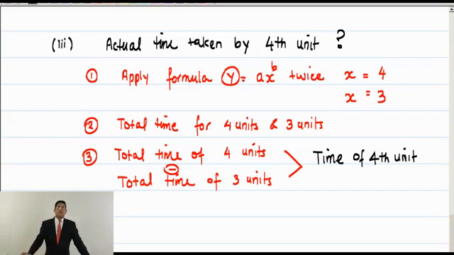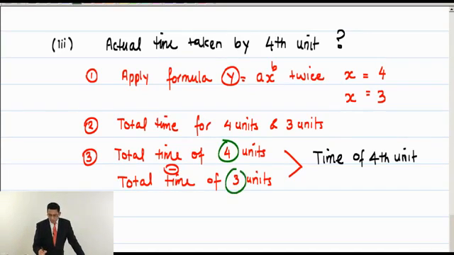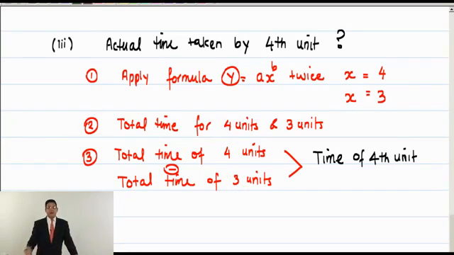That will give us time of the 4th unit. Reason being, when 3 units were produced, then we put the next unit and that was the 4th unit. So if somehow we know how long it takes to produce a total of 4 and a total of 3, the gap between 4 and 3 is only 1 unit. And which is that unit? 4th unit, because after the 3rd unit, the next unit put into the production was the 4th unit. So the time gap between 3 and 4 units will give us the time of the 4th unit.